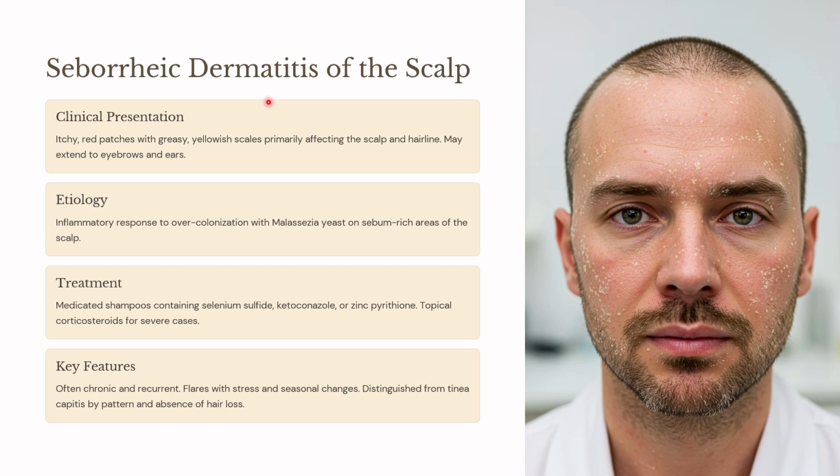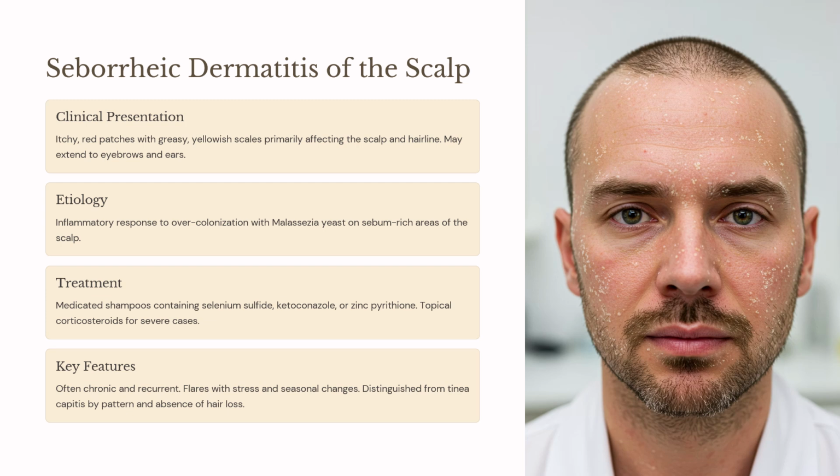But if there is excess sebum production, then it favors the growth of a yeast called Malassezia furfur. The body reacts to that yeast by producing inflammation. That over-inflammation to the yeast Malassezia furfur is seborrheic dermatitis, which is colloquially called dandruff. So how do you treat this patient? Here we have to treat them with medicated shampoos such as selenium sulfide.